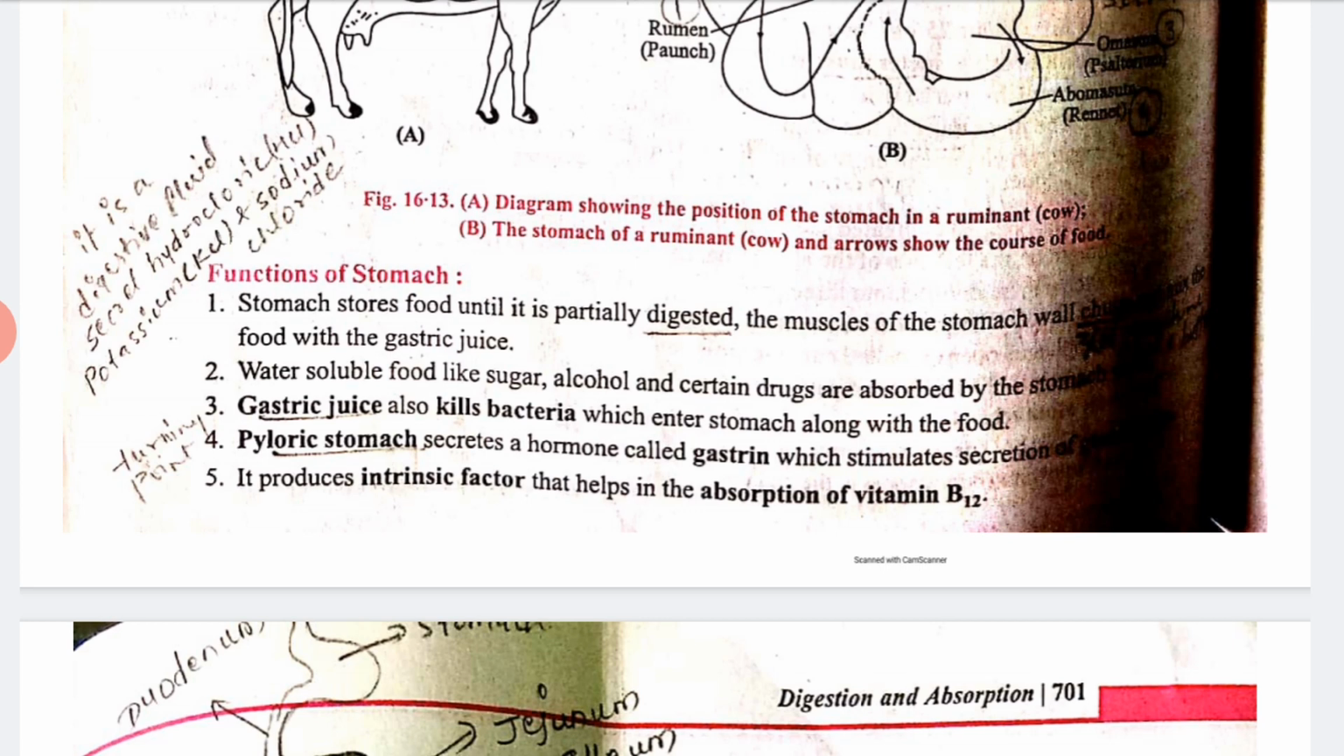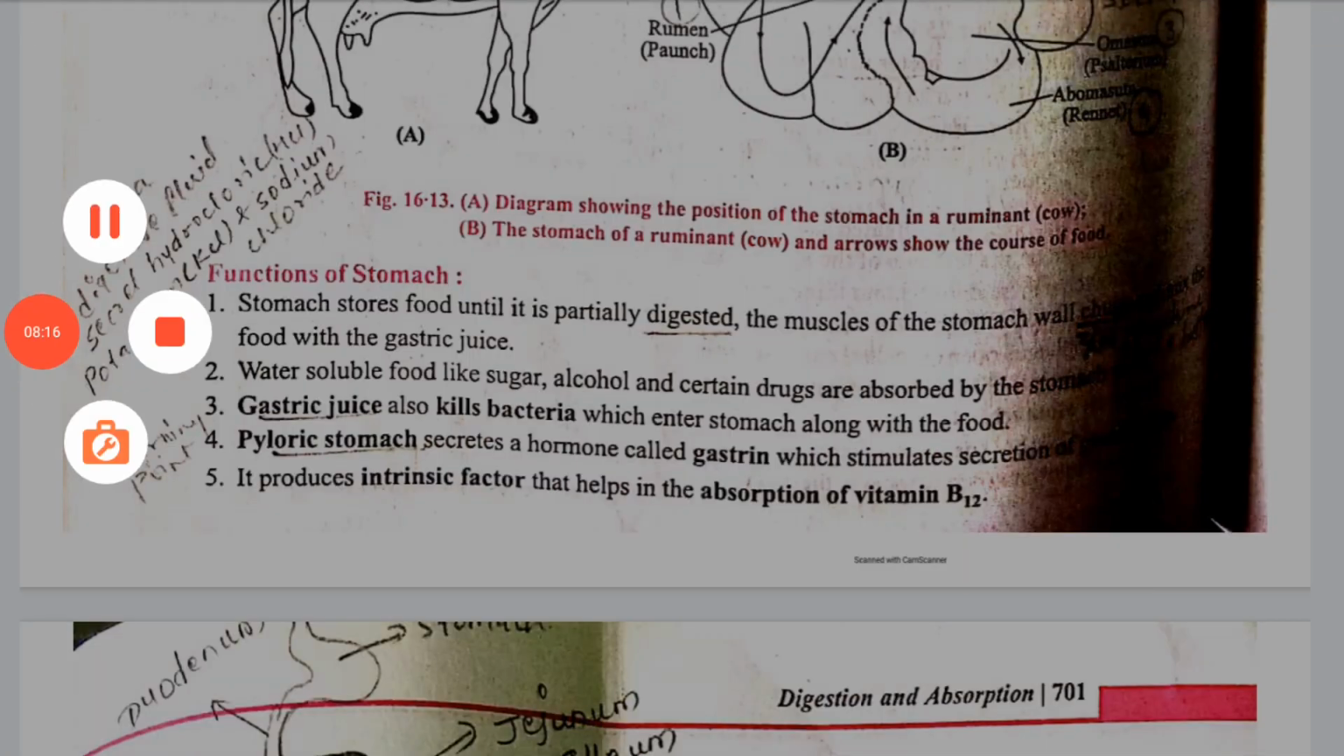Now gastric juice kills the bacteria which enter the stomach along with the food. The pyloric stomach secretes a hormone called gastrin, which stimulates the secretion of gastric juice. So basically we have different types of functions in the stomach.